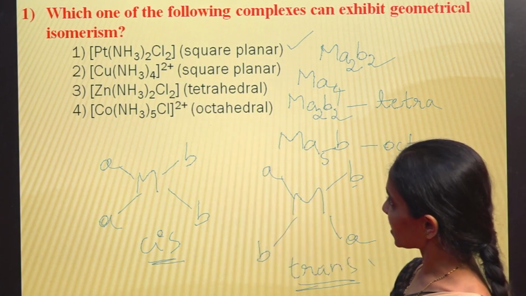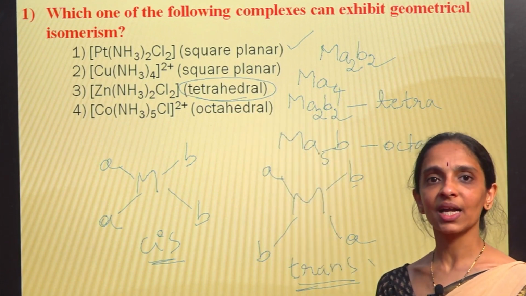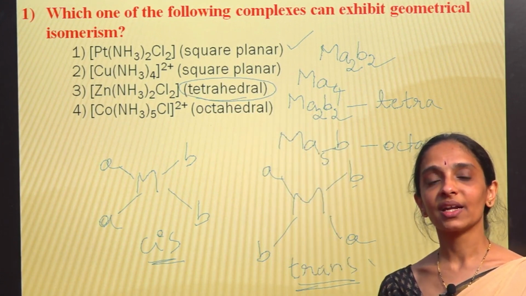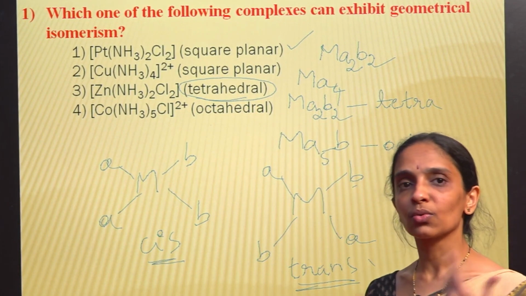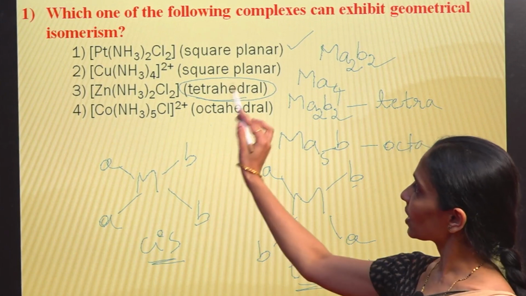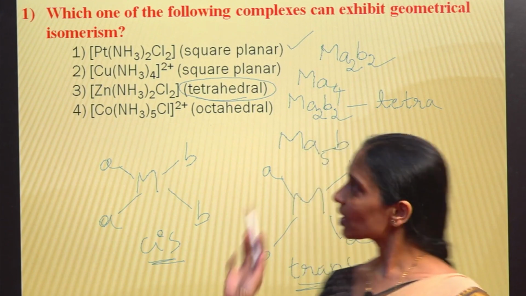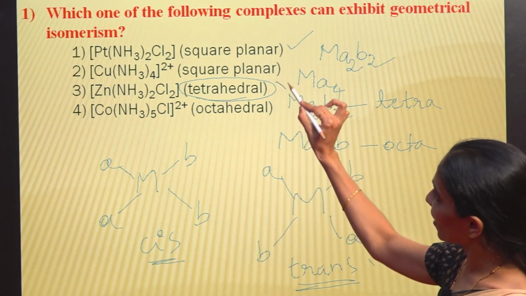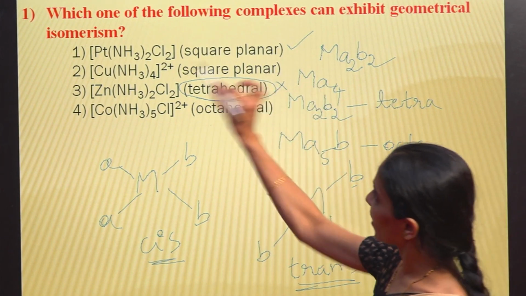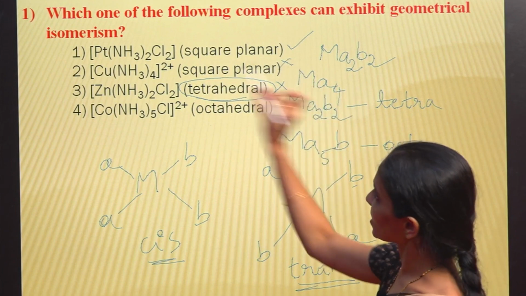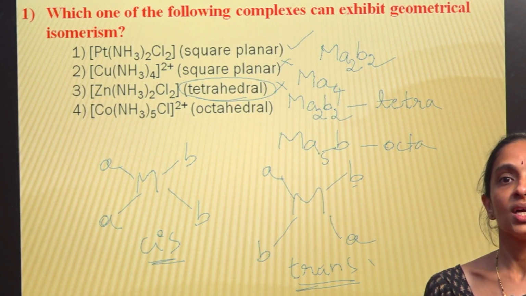Problem with the third complex is that it's a tetrahedral complex, and in a tetrahedral complex, irrespective of the ligand type, whether same ligands or different ligands, whichever way, because relative positions of the ligands are the same, tetrahedral complexes never show cis-trans isomerism. This square planar complex doesn't show cis-trans isomerism, and all tetrahedral complexes, remember, do not show cis-trans isomerism.